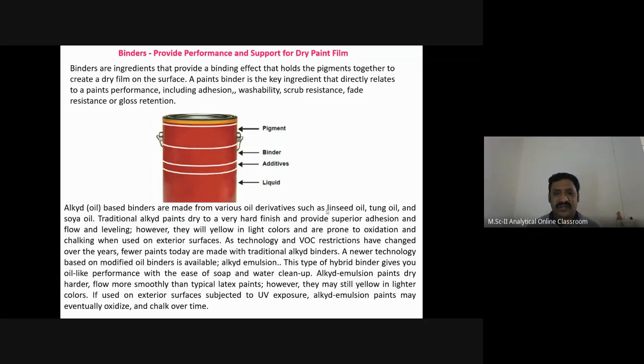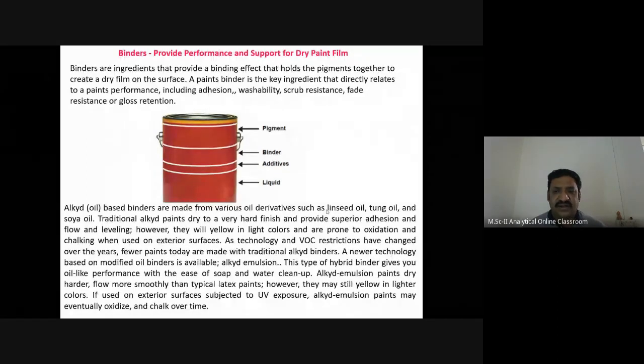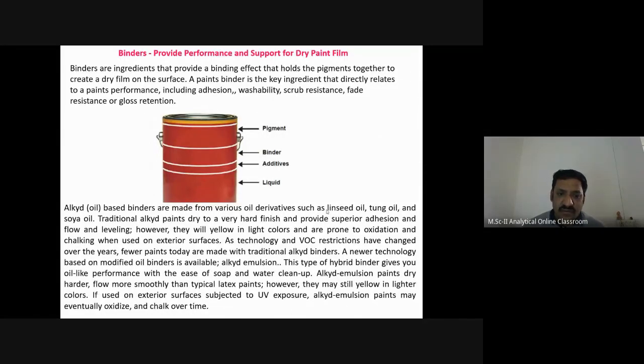So a number of properties of dyes and paints depend mostly on what? The types of the binders. Alkyd, that is oil-based binders, and this type of binder is a hybrid binder that gives all the performance with the ease of soap and water cleanup. Alkyd emulsion paint dries harder and flows more smoothly than typical latex paint.